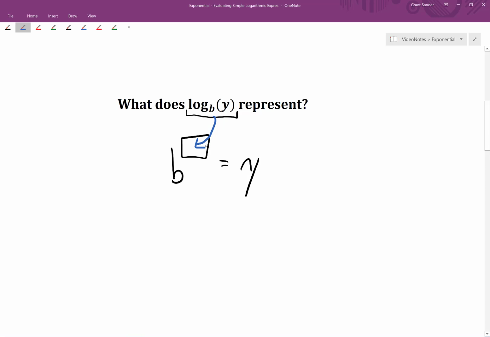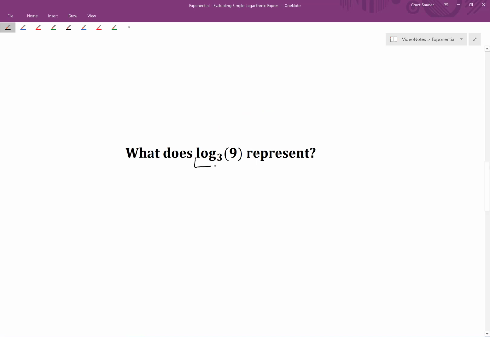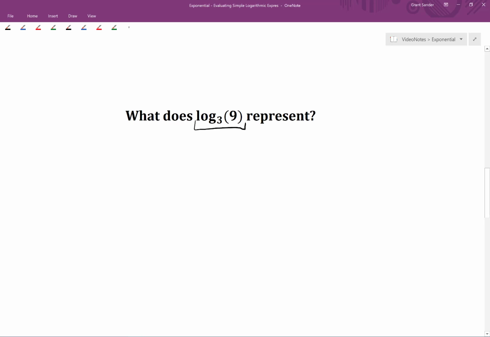So let's put this to work in some numerical examples. Consider the expression log base 3 of 9. This expression represents the exponent on a base of 3 needed to produce a result of 9. So if we have 3 raised to an exponent and it gives us a result of 9, then that exponent is represented by log base 3 of 9.